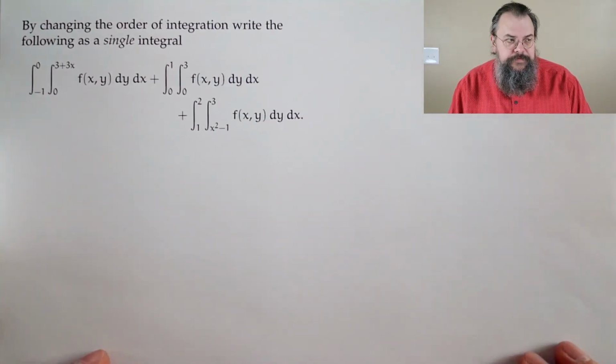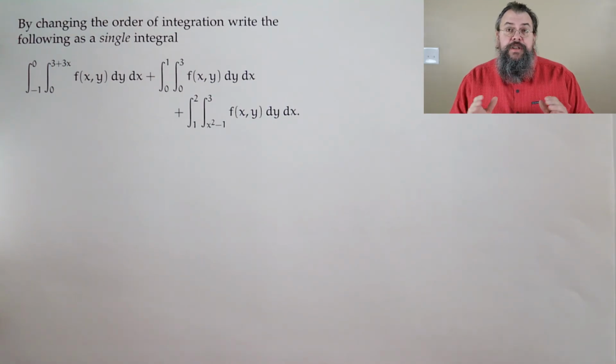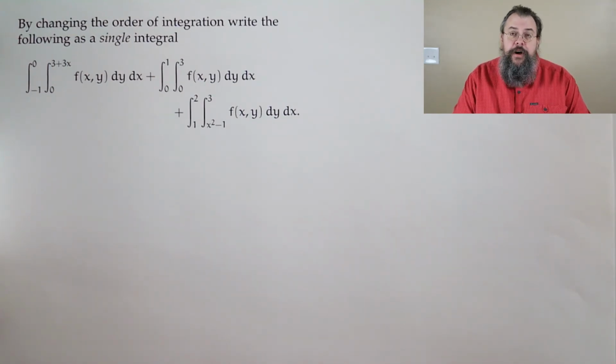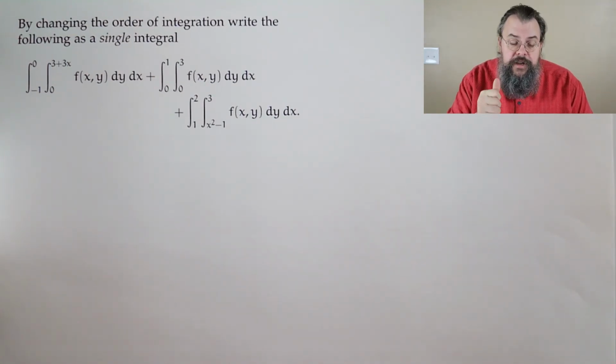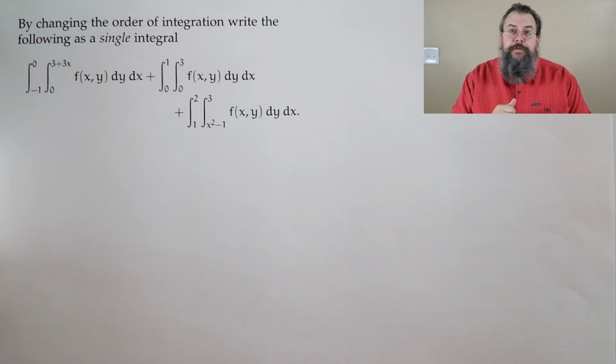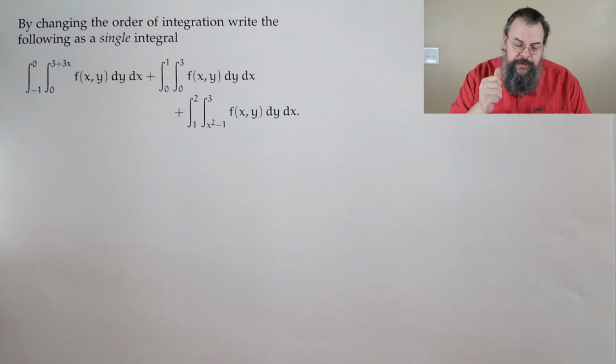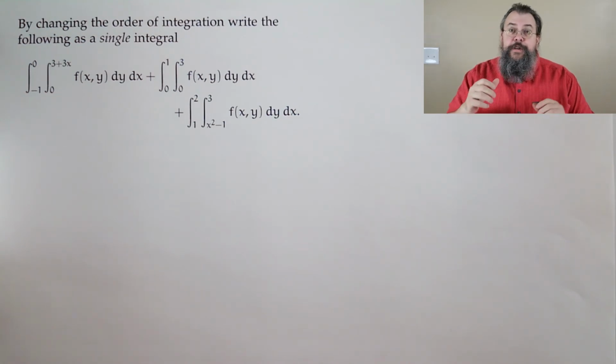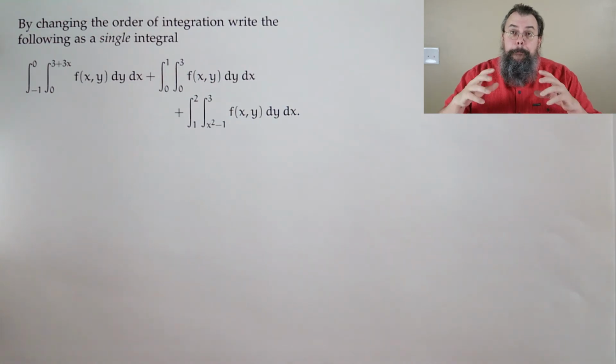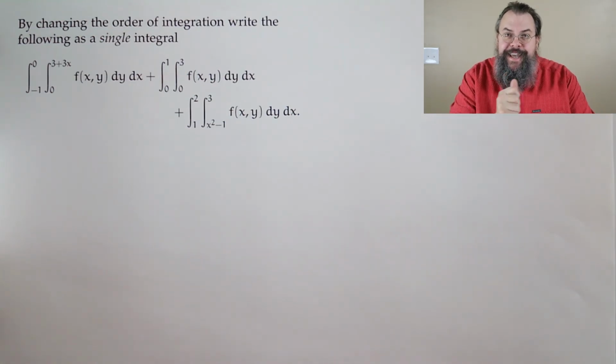One more problem. Here we go. By changing the order of integration, write the following as a single integral. One integral. So we want to find one integral to rule them all. One integral to find them. One integral to bring them all. And in the light of multivariable calculus, bind them. Yes, that's what we want.